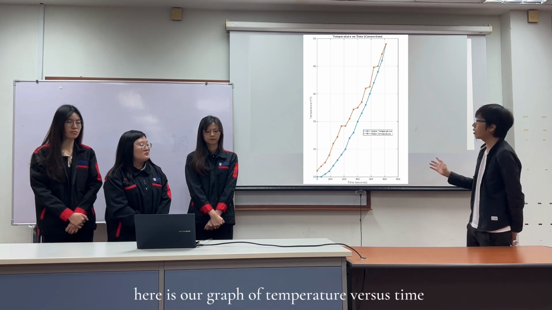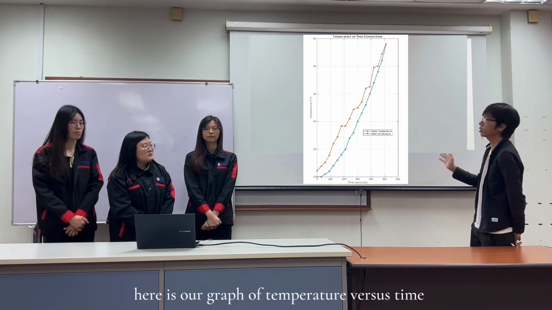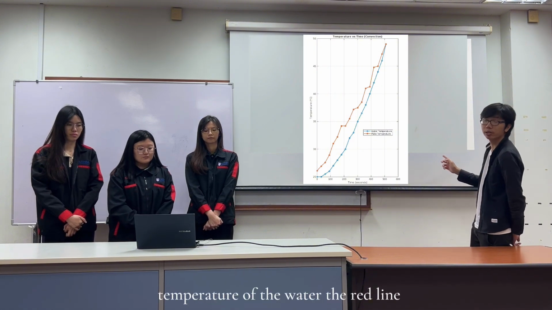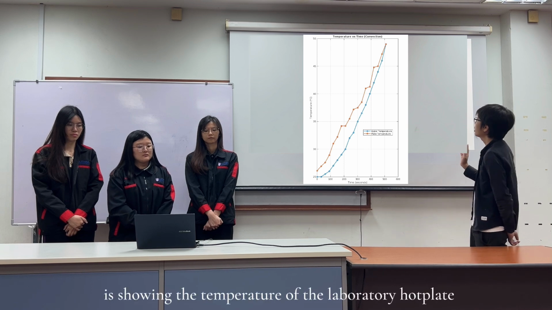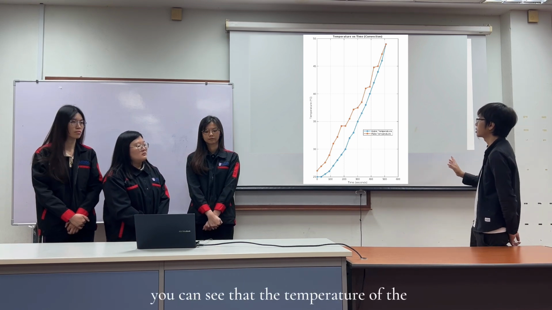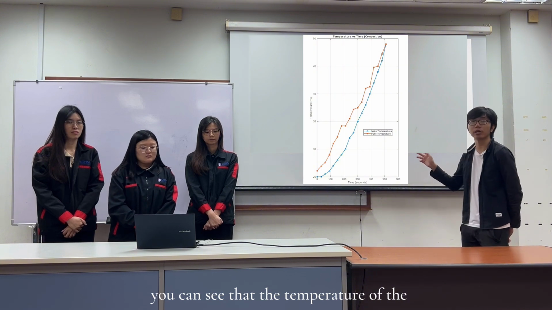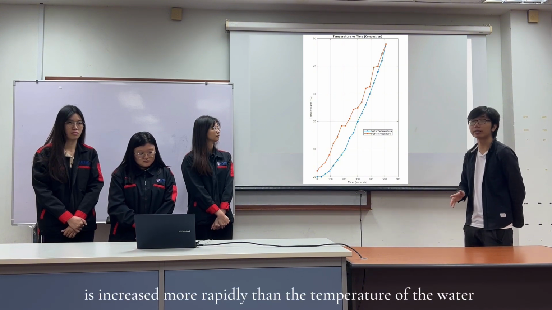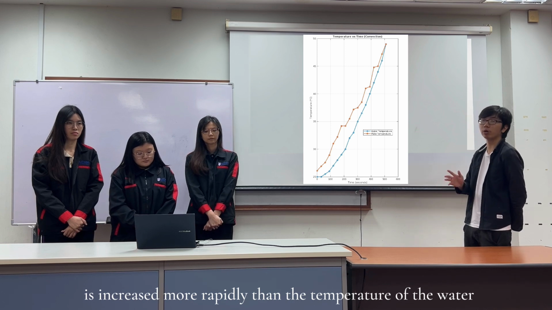Here is our graph of temperature versus time. The blue line is showing the temperature of the water. The red line is showing the temperature of the laboratory hot plate. Based on this graph, you can see that the temperature of the laboratory hot plate increased more rapidly than the temperature of the water.